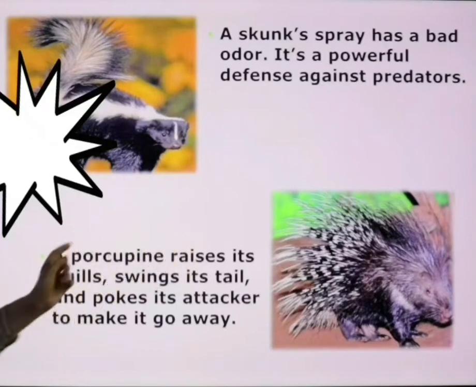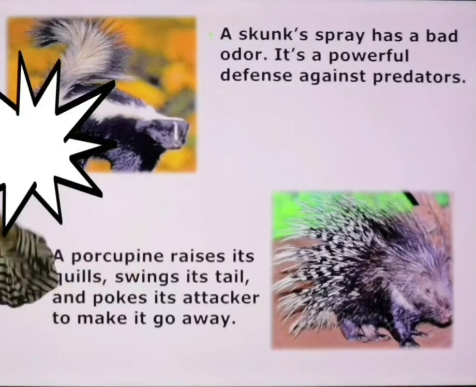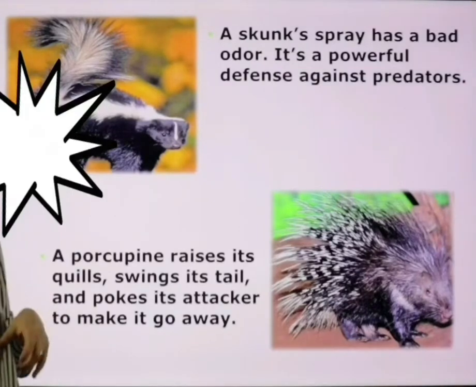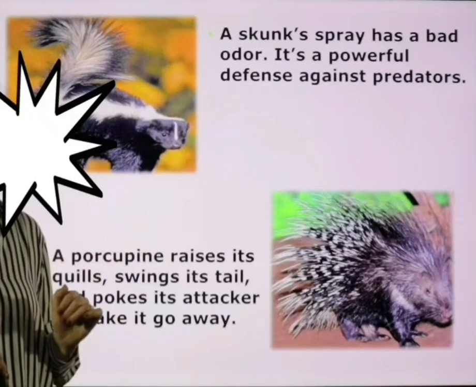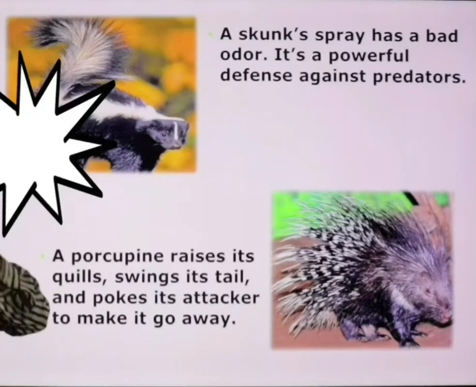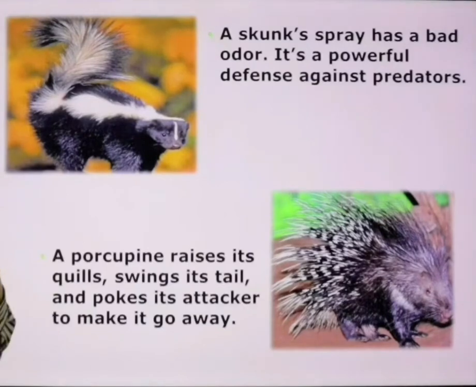A porcupine raises its quills. You can see these thorny spikes. These are called quills. So this porcupine raises its quills and starts swinging its tail and pokes its attackers to make them go away. So let's say a lion is hungry and he came across this porcupine. How could this porcupine save himself or stay alive? He is going to spike his quills and shake or wag his tail and throw these quills towards the lion, so the lion will run away.